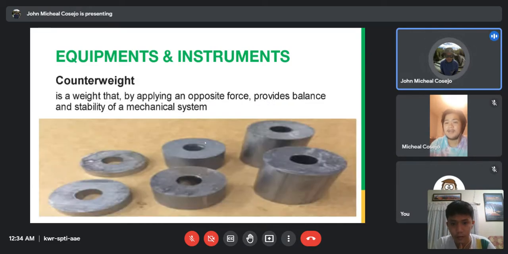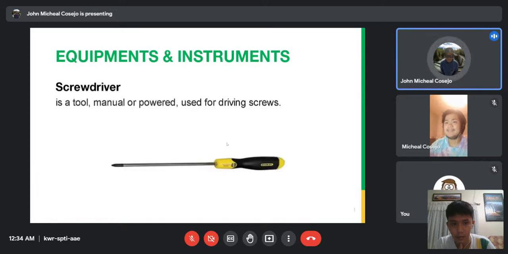Next we need is the counterweight. Counterweights are used to counterbalance an opposing mass in a linear or rotary motion system, allowing movement with lower driving forces. And lastly, we need a screwdriver. The use of this is to adjust the bolts when calibrating the platform scale.